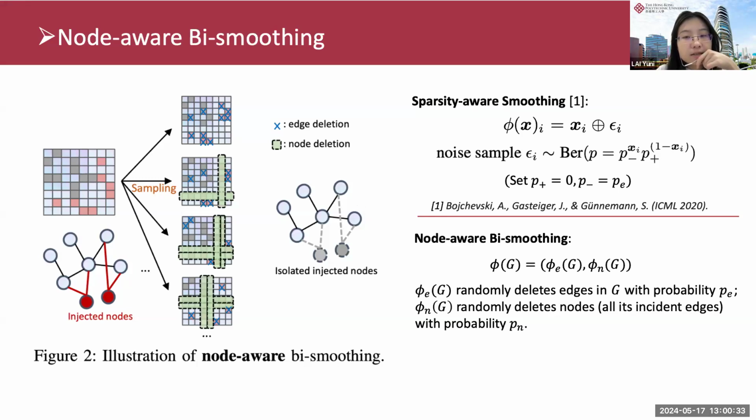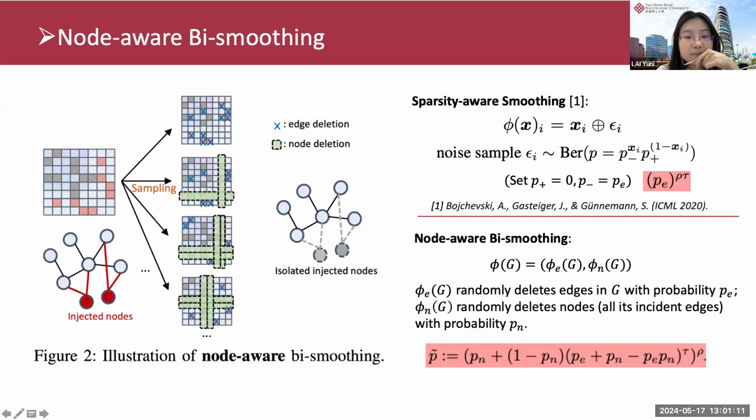We notice that the inserted edges are all concentrated around the injecting nodes. So we introduce node-aware bismoothing. It randomly deletes the edges with probability PE, and it randomly deletes nodes with probability PN. Here, the meaning of deleting a node is to delete all its incident edges. The deleted node will become an isolated node. With this randomization, the probability of deleting all the inserted edges will be greatly increased.